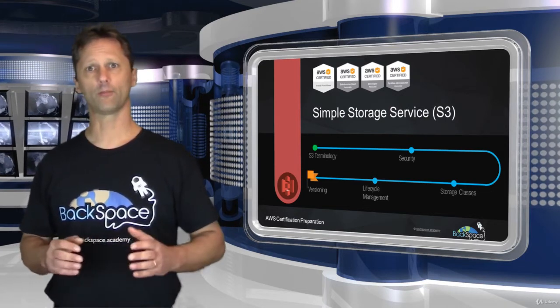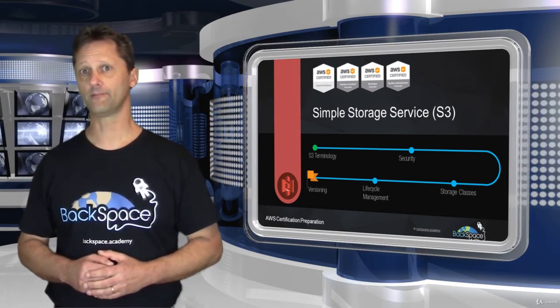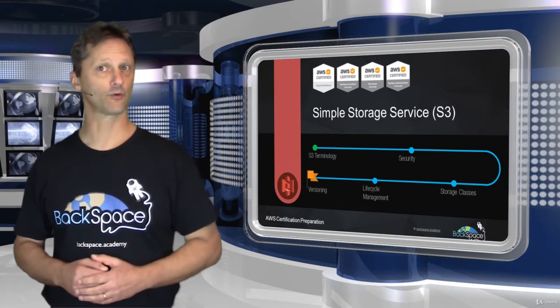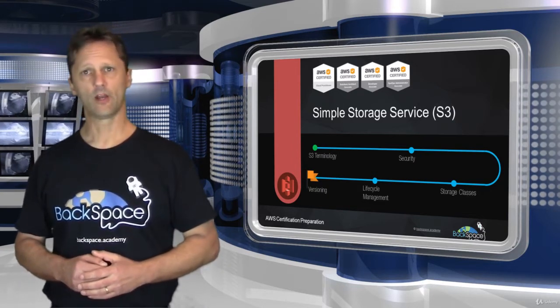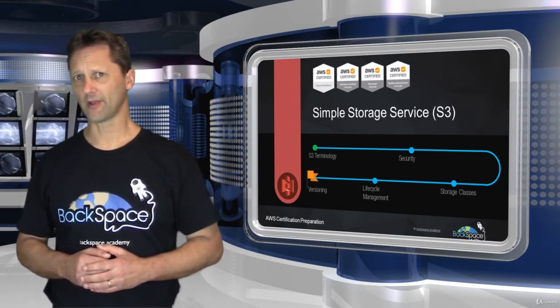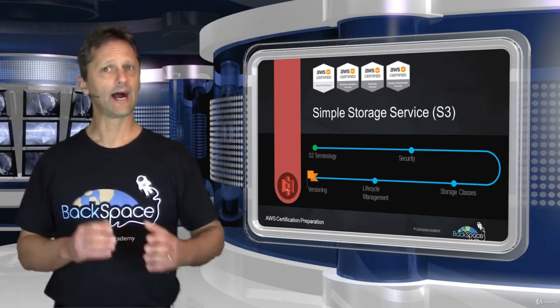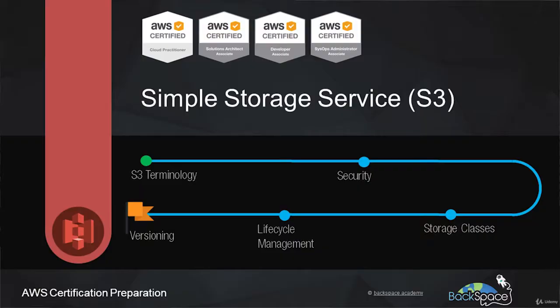So we'll talk more about security around S3, and we'll talk about the different storage classes that are available. We'll talk about lifecycle management, so how we can automate archiving of our S3 data. And finally, we'll finish up with versioning, how we can implement version control on our S3 buckets.